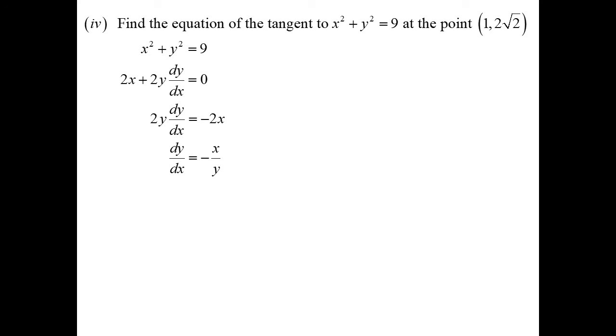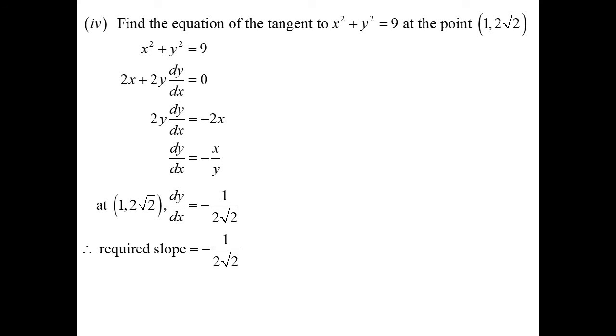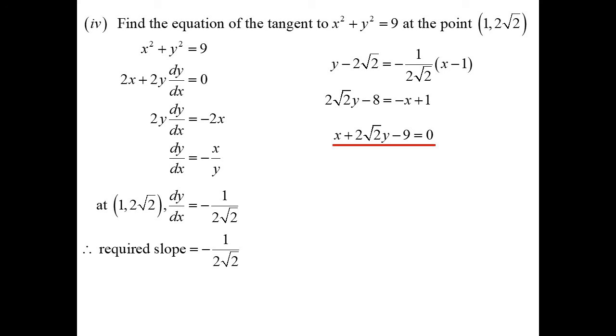So for this one, I have to substitute in both an x value and a y value. Think of the curve. If you've got a circle, if I substitute in an x value, 2 possible points, no good. If I substitute in a y value, 2 possible points, no good. But if I substitute in an x and a y value, now I've narrowed it down to 1 specific point, and I can do the question. So at the point (1, 2 root 2), dy/dx is minus 1 on 2 root 2. There's my slope, point slope formula, and let's play around with that. And there it is in general form. I've got the equation of a tangent at that particular point.